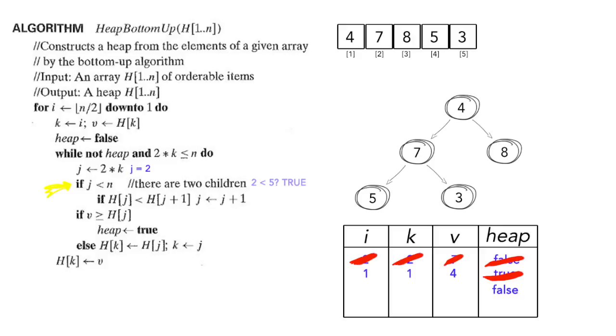Check if j is less than n, which is true. And if the value at index j is less than the value at index j plus 1, or in our case if 7 is less than 8, which is also true. Therefore, j gets a new value of 3. Next, we check if v is greater than the value at index j, or if 4 is greater than 8, which is false. Therefore, we move on, and index k gets the value at index j, and k gets j, and index k gets the value of v.